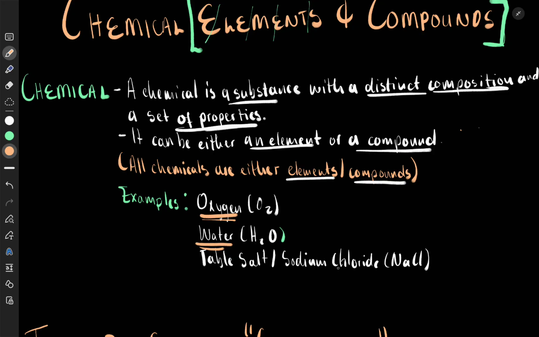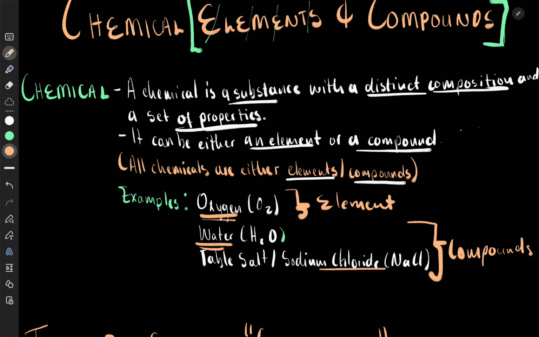Now another one is sodium chloride, which is a chemical also because it's a compound. So these two are compounds, and that makes them chemicals. So we can call them chemical compounds. Oxygen is an element, and that makes it a chemical, so we can call it a chemical element. Chemicals are either compounds or elements.